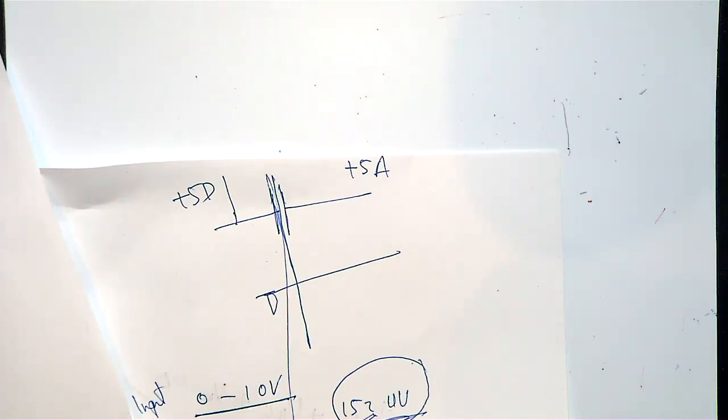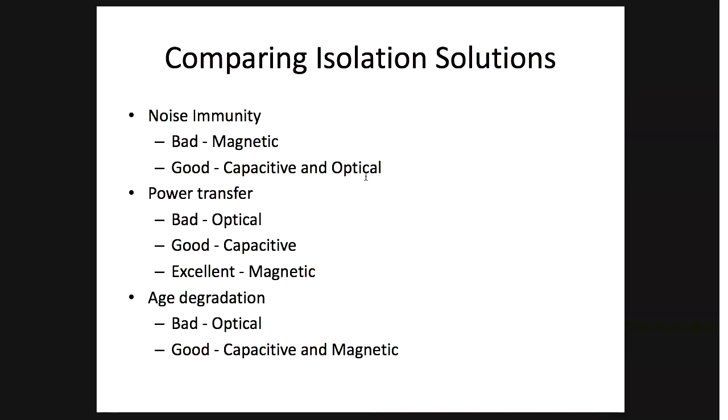So, comparing isolation solutions, noise immunity. If you are looking for noise immunity, magnetic is bad; capacitive and optical are good, because of noise immunity. Obviously magnetic things are not always immune to noise.